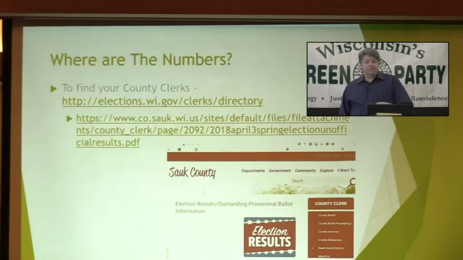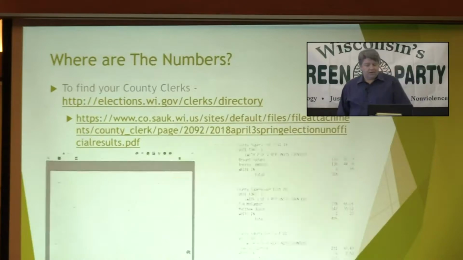So again, to find the county clerks, here's the link for it. For example, I went from this clerk's directory and took a look at Sauk County. That's where Baraboo is, where the Ringling Brothers used to be. So I went through there. They've got posted on there, and here's some of the screenshots. Wow, this is really washed out there.